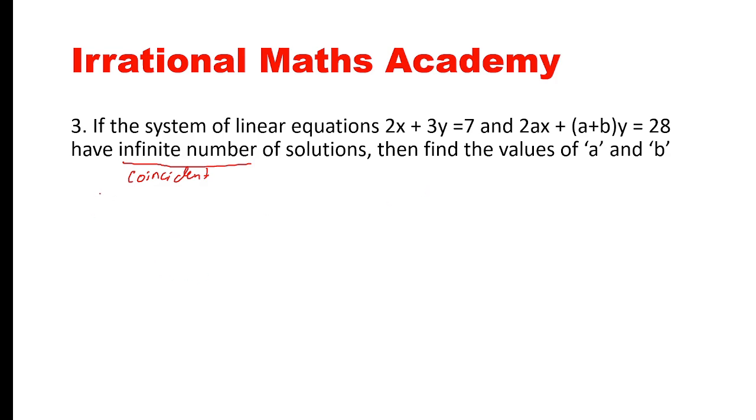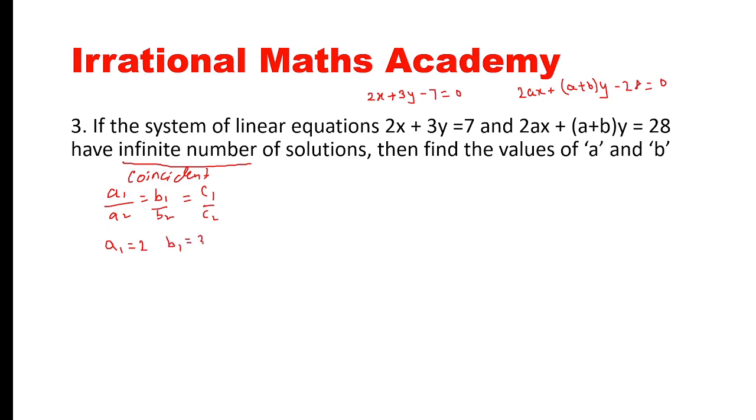First again we'll write down this one. So let me write down here: 2x plus 3y minus 7 equal to 0, and 2ax plus (a plus b)y minus 28 equal to 0. What is the condition? A1 by A2 equal to B1 by B2 equal to C1 by C2. What is my A1 value? 2. B1 value is 3. And C1 value is minus 7. And A2 value is what?